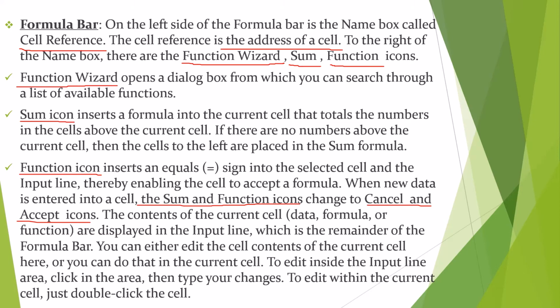It is displayed there. Also, whenever you want to edit the cell content, you can edit it in two ways. First is by the formula bar and second is the cell itself. You can edit the content in the cell itself. To edit inside the input line area, just you have to click in the area and then type whatever you want to change. To edit within the current cell, just double click the cell. If you want to edit in the cell, then just double click it and type your change.